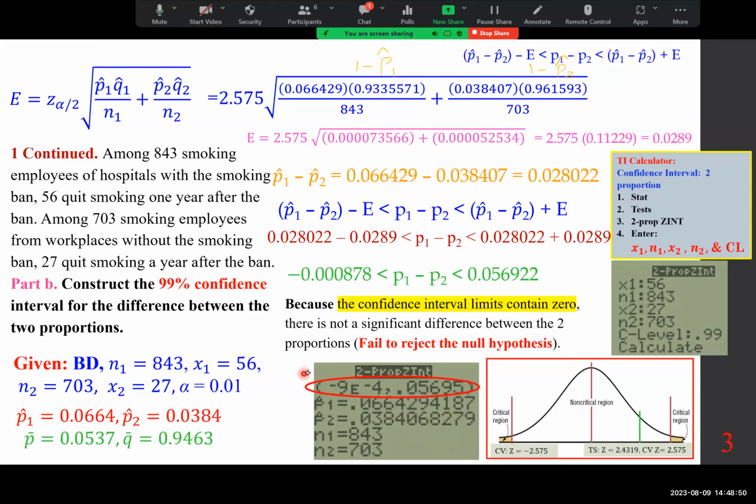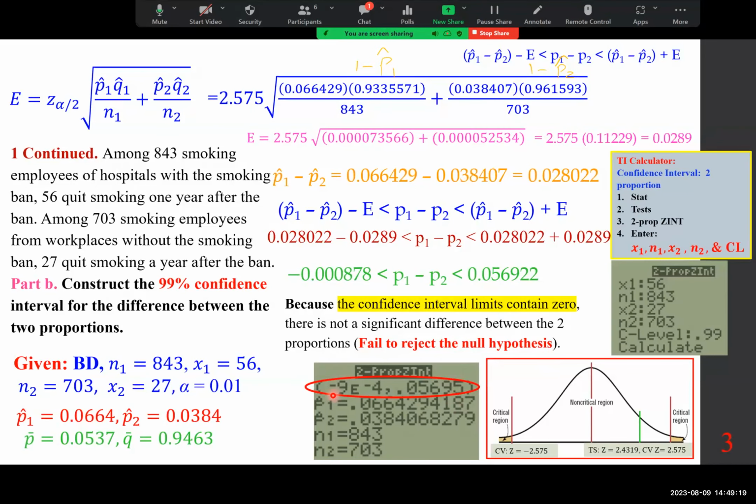Take a look at this. First, I want to look at the right side. Look at the right side, 0.05695. Now, of course, why is there a difference? Because they do use more decimals than we do. All of these calculations, they use more decimals, including the Z score, the Z value of 2.575. So it will be off by a little bit.